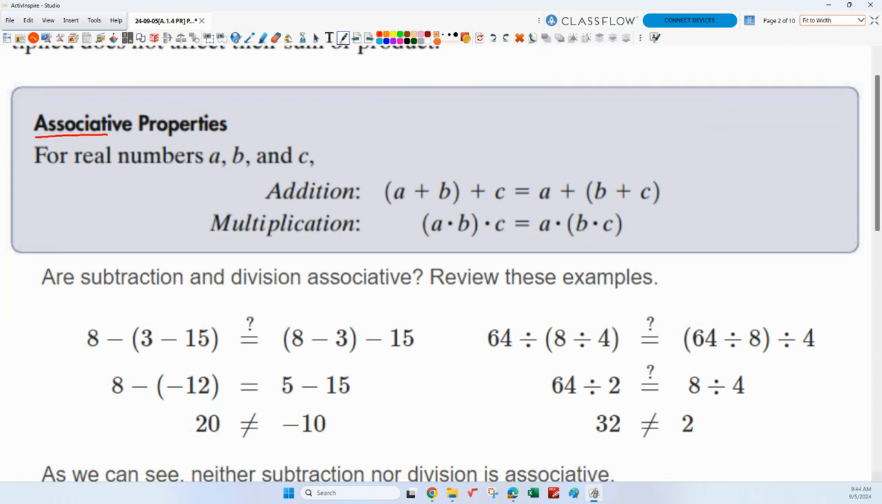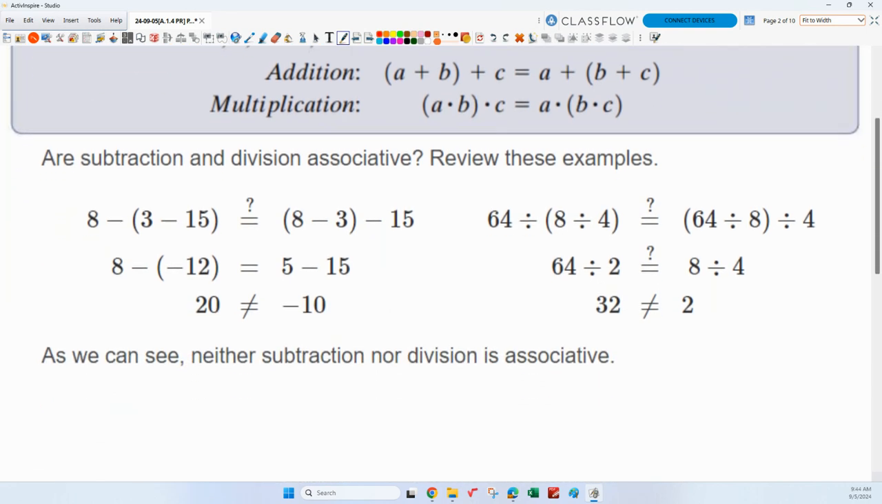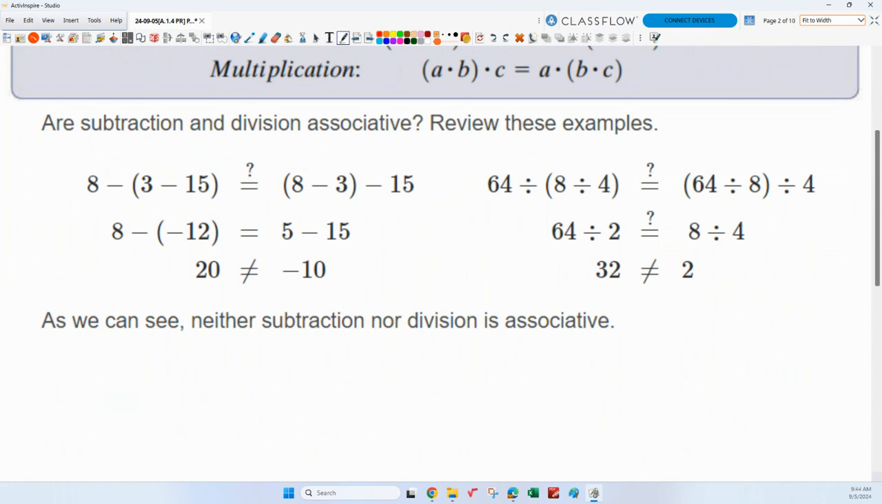does this work for subtraction and division? Well, what do you think? Probably not, right? I kind of already gave you a hint it doesn't, but let's just show that. What if I've got these three numbers that are being subtracted, 8 minus 3 minus 15? The order in which I group those does make a difference. If I group the 3 minus 15, well, 3 minus 15 is negative 12. 8 minus negative 12 gives me 20.